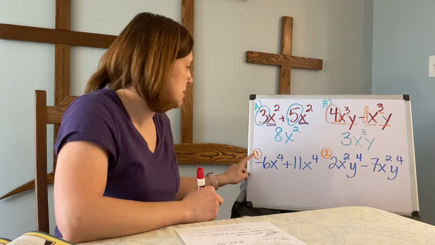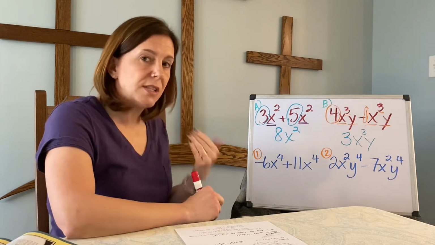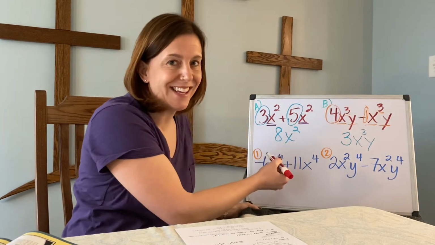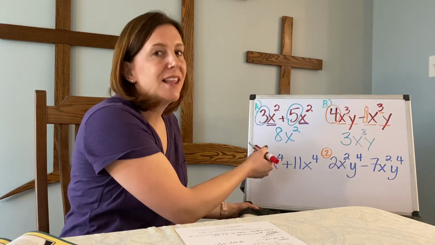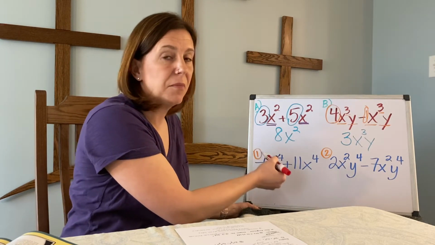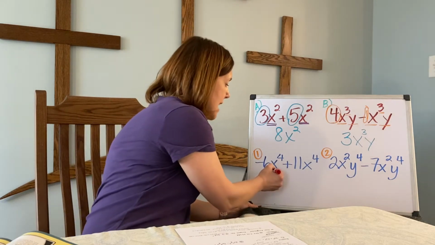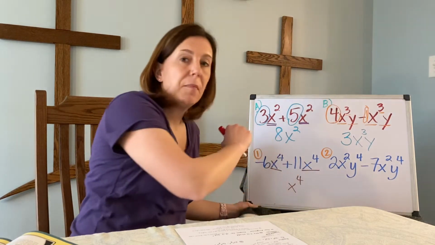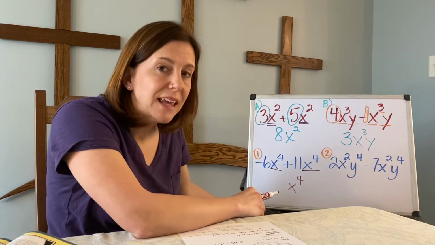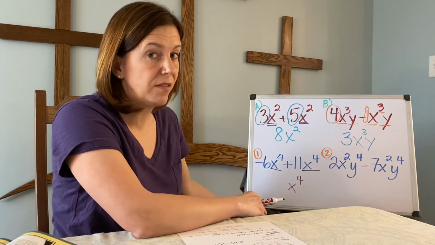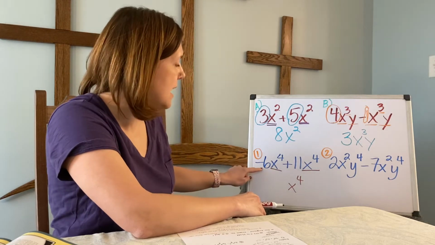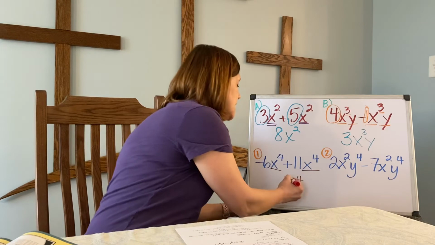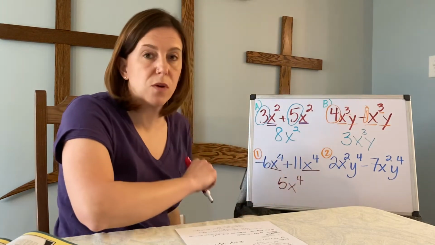In number 1 of my practice problems, I first need to ask myself, do I have common terms? And they're making these pretty easy as we start. So of course, this is a problem that I can combine the common terms. X to the 4th, x to the 4th. So that tells me my answer is going to be how many x to the 4th do I have? So I look at my coefficients, -6 plus 11. I do that math and I get 5x to the 4th.